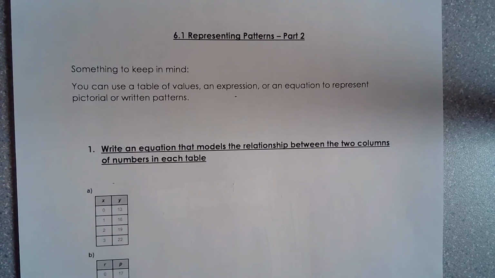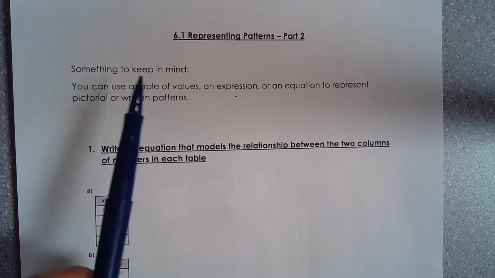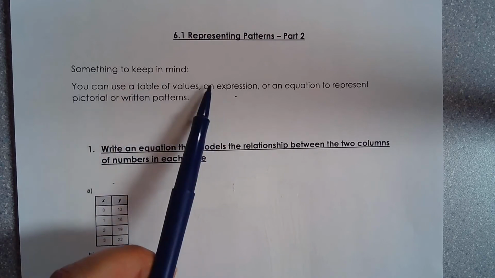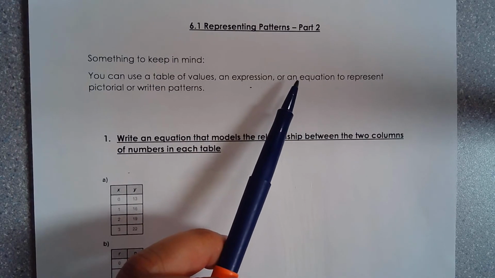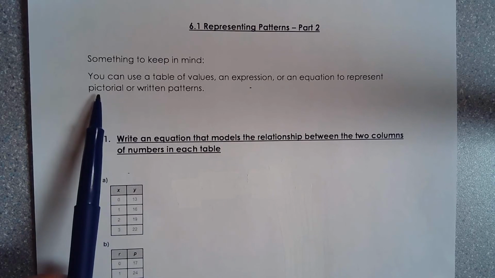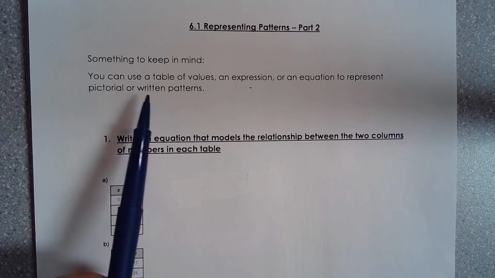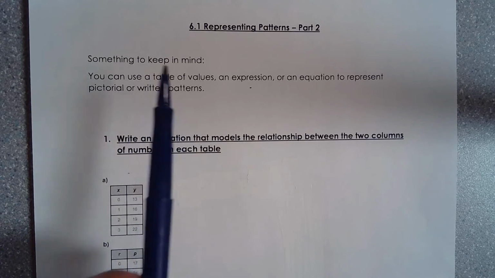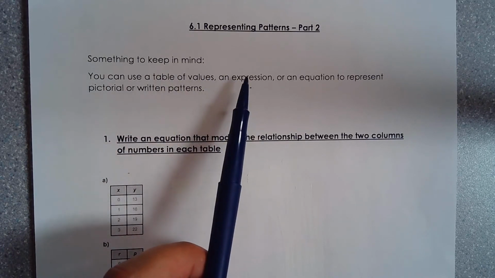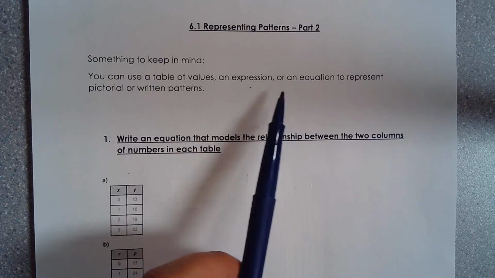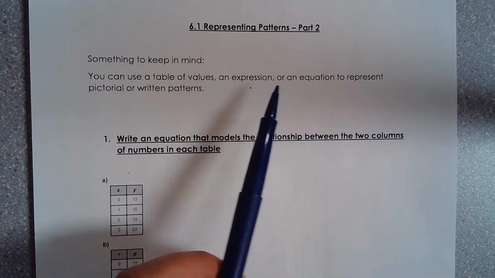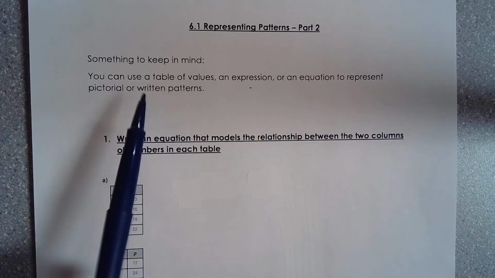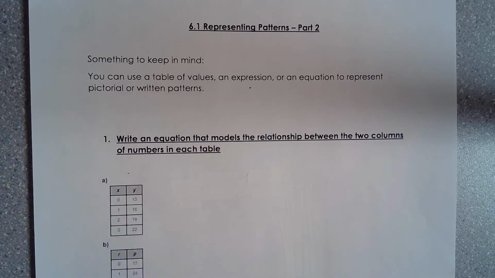So today we're moving on into part 2 of section 6.1. Something to keep in mind, you can use a table of values, an expression, or an equation to represent a pattern that's either a picture or a sentence. Okay, so what that means is a table of values, an expression, or an equation, they're all related because what they do is they essentially describe a pattern. So we'll be using these throughout the lesson.